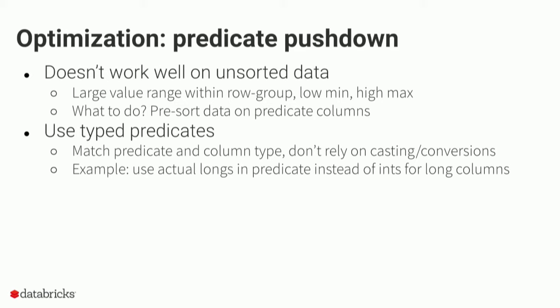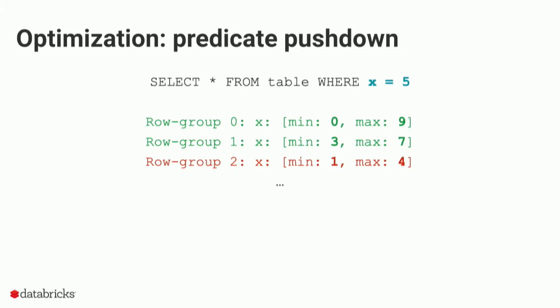One of the things you can do is to pre-sort your data on the predicate column, so you get more narrow min-max ranges. Another thing to be aware of is to always use typed predicates, so to match the predicate that you supply in Spark and the actual column type. So don't rely on any internal casting or conversions, because they unfortunately do not always get it right. So for example, use actual longs in your predicate if you have a long column, so do not use an integer in your predicate.